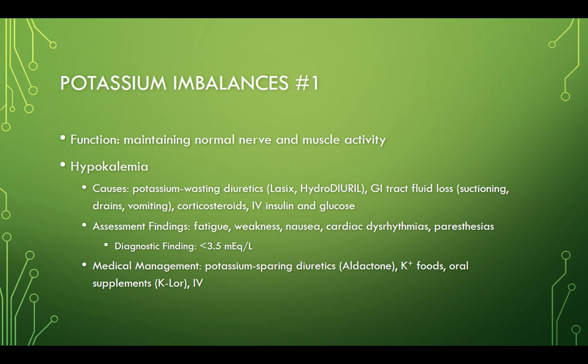EKG or ECG: flat or inverted T waves, prominent U wave, which you don't usually see, ST depression. Gastrointestinal: hypoactive bowel tones, nausea, anorexia, constipation, abdominal pain and distension, muscular weakness, depressed deep tendon reflexes, and leg cramps.